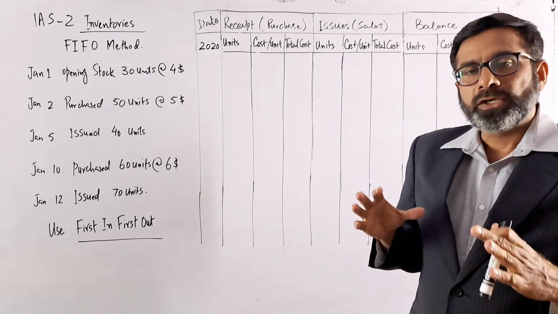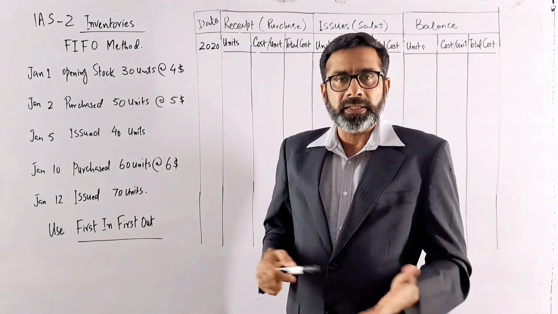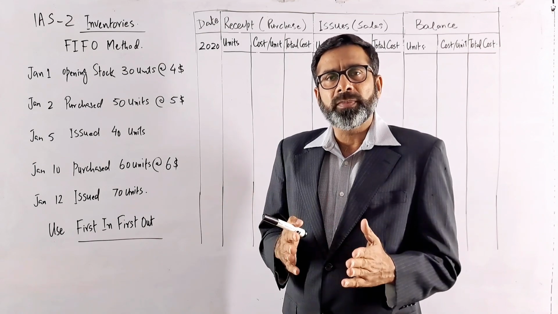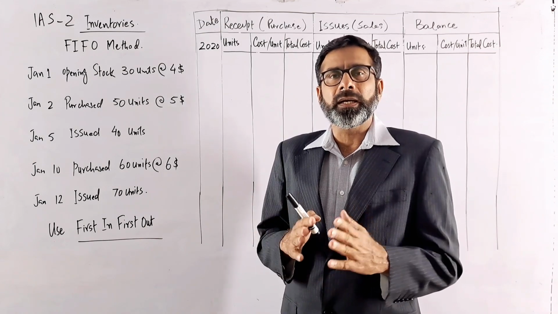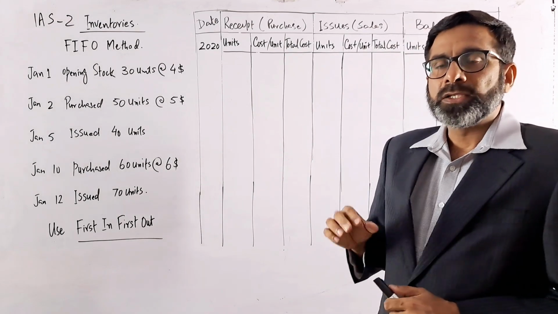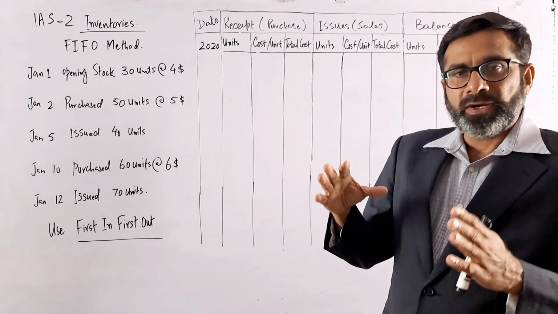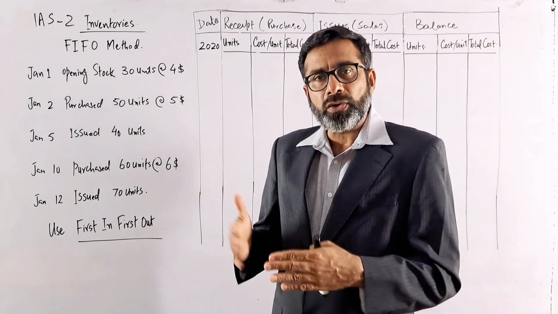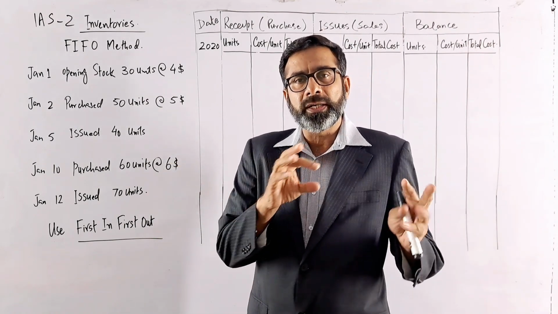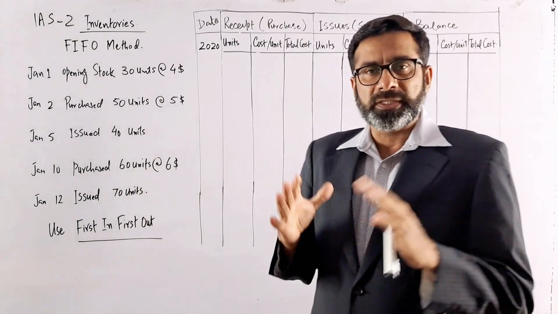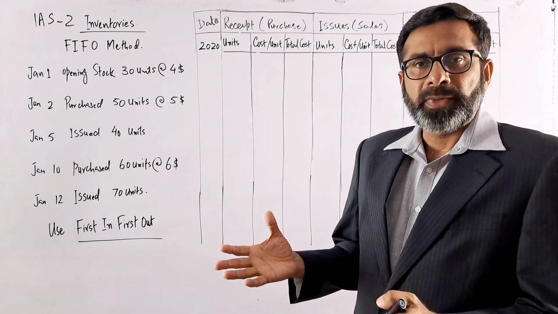So to calculate the inventory, we have two different options available. The last in, first out method is also available, but that is not allowed by the International Accounting Standards. So we are just focusing on two methods. We have an opening stock, more purchases, and some issues. How do we deal with that and calculate the value of closing stock using the first in, first out method? This is the basic concept in this main lecture.